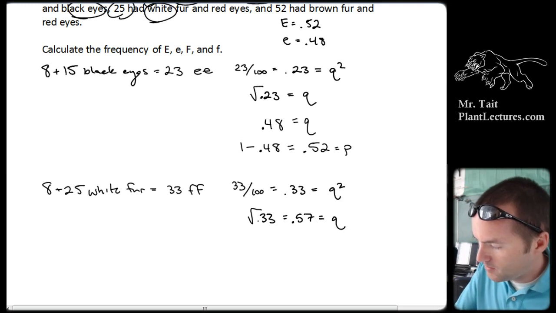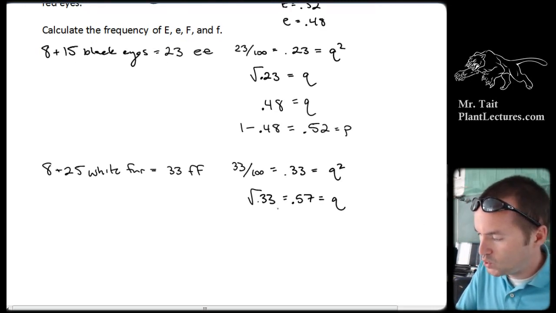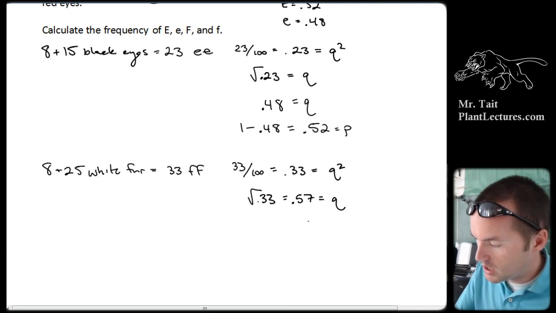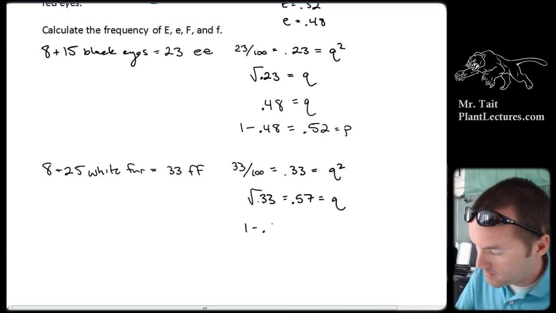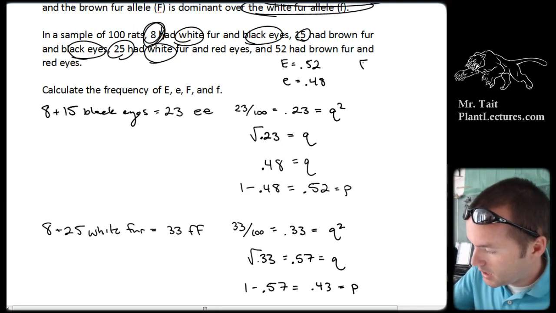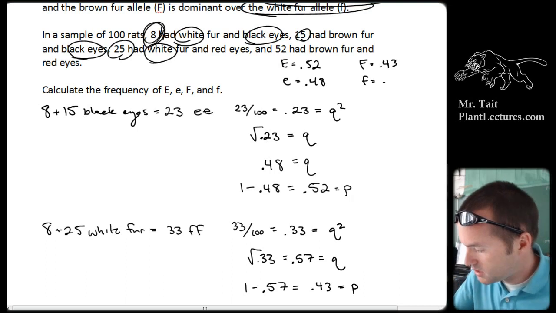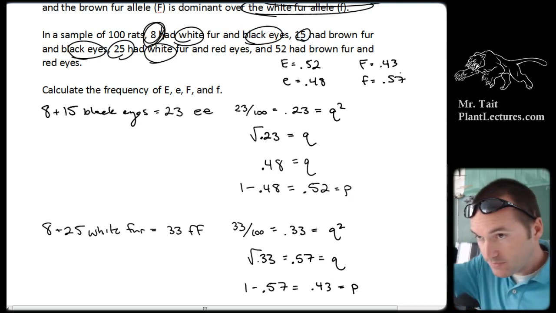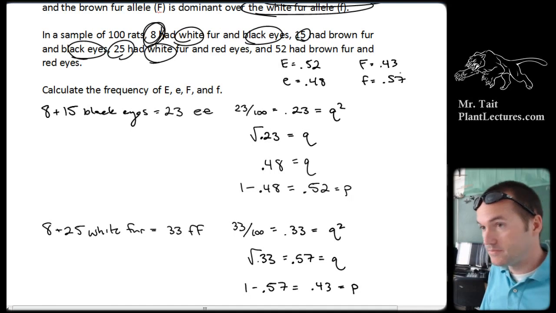That gives me q. Then I do 1 minus that, 0.43, and that gives me p. So then I know that big F is equal to 0.43 and little f is equal to 0.57. Then I win. That's it. That's all I need to do. Right? Is that difficult? Not really. Now, some things to note.